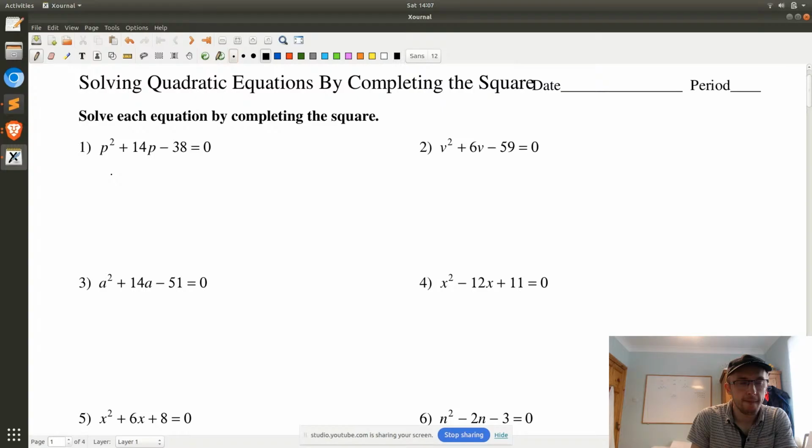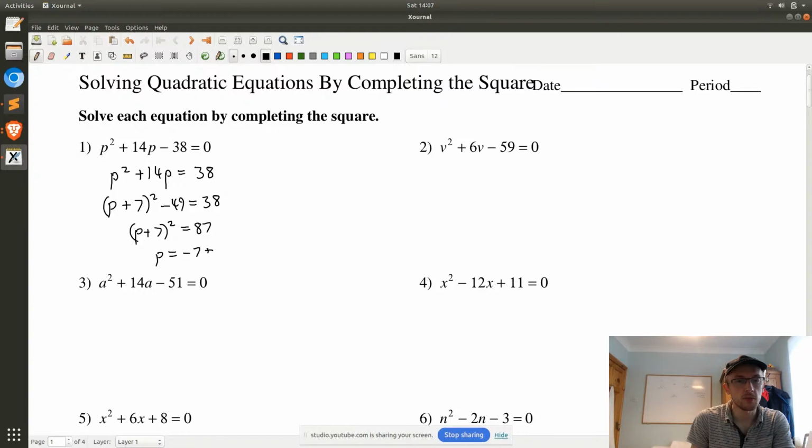So, take it slow. p squared plus 14p equals 38. Then complete the square rather. So it'd be p add 7 all squared. But then we have to balance the books. So take away 49, and that's equal to 38. Now you have to add 49 to both sides. So it's p add 7 all squared equals 87. Then you take the square root of both sides, and then you take 7 from both sides. So p equals negative 7 plus or minus square root of 87.